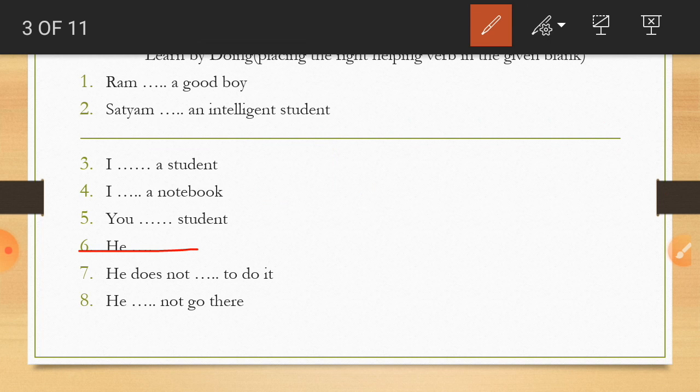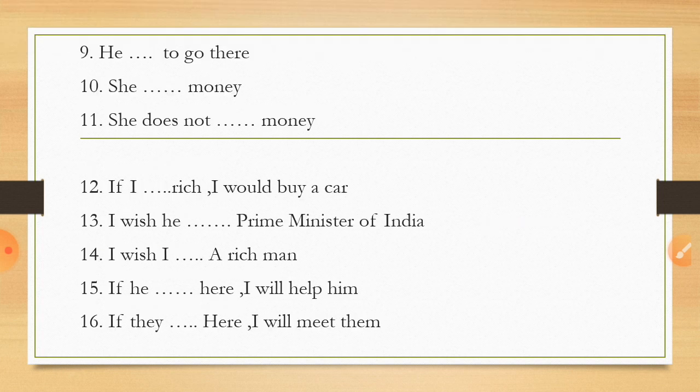In the eighth question, the same verb will be used as singular verb. Even here you'll use the same. He need not go there. Whereas in the next one, he dash to go there. Here you have to use he needs to go there, or anything which you use. So you have to use singular verb, that is verb which is with s or es.